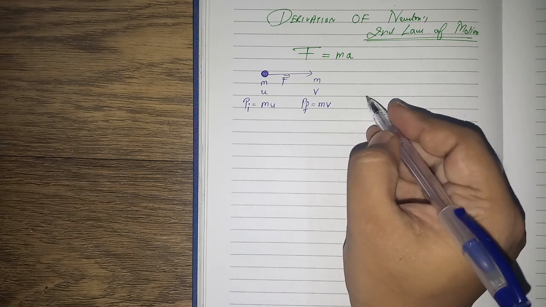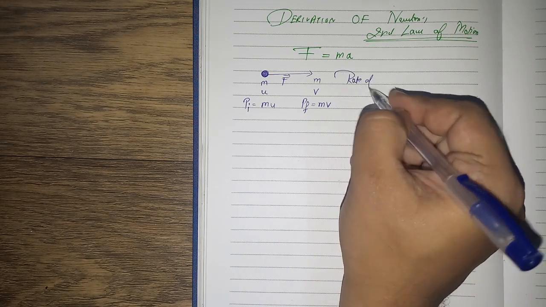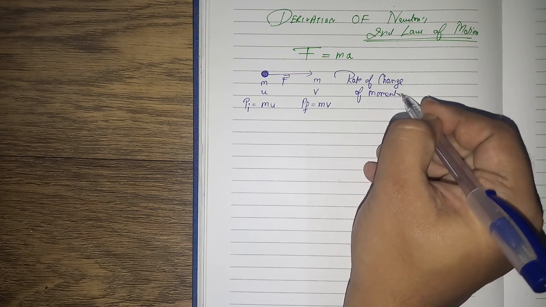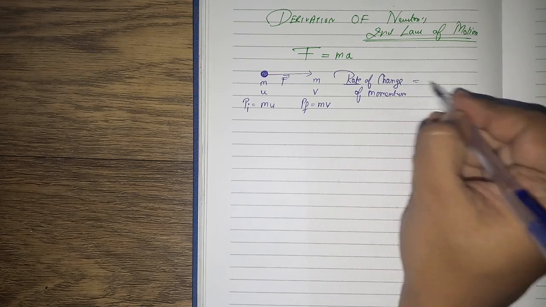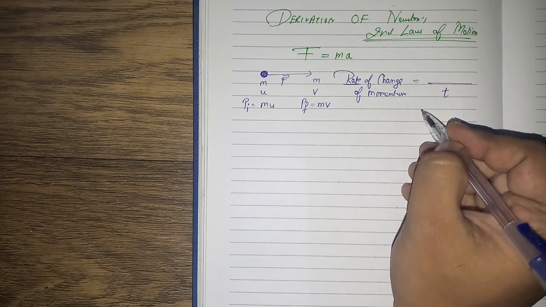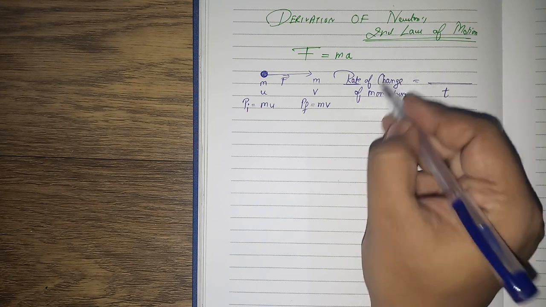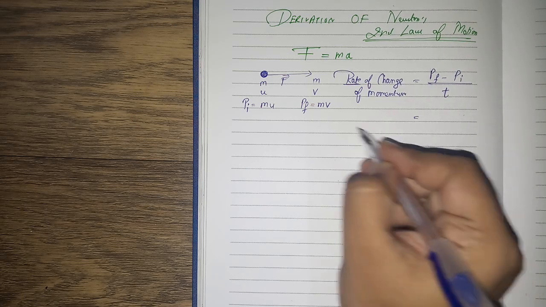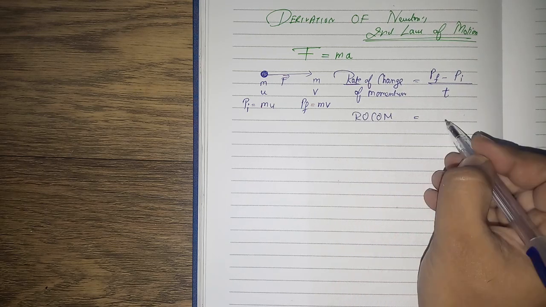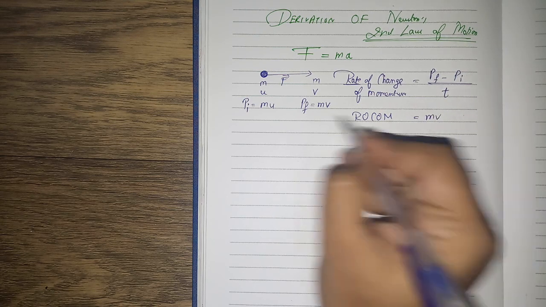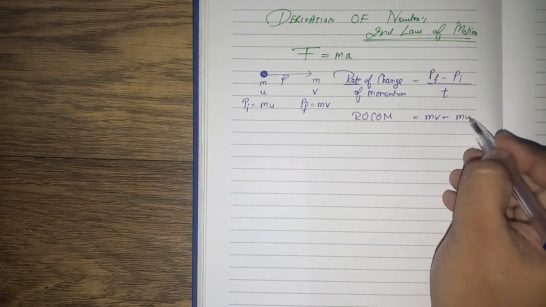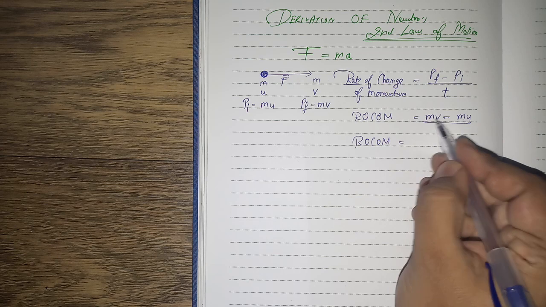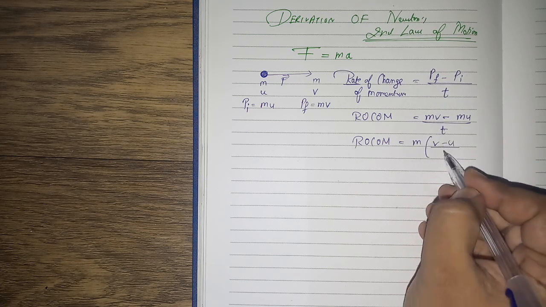final velocity. Okay, what do you mean by rate of change of momentum? Whenever we say rate, it's divided by time. Rate means per unit time. Change of momentum means final momentum minus initial momentum. So rate of change of momentum equals final momentum, that is mv of that body, minus initial momentum, that is mu, upon t. So rate of change of momentum, m common, (v minus u) upon t.